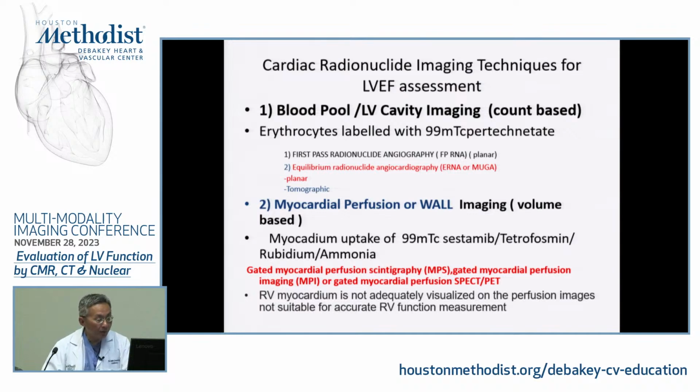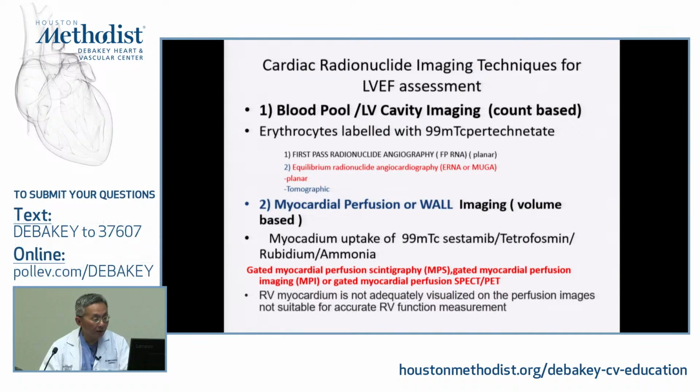The second one is more important because this is what we do day in and day out with myocardial perfusion wall imaging. Unlike the first technique, where you image the blood pool or LV cavity, here you are imaging the LV wall. So you really need to know the part of the cardiac cycle you're imaging. Instead of count based, this is volume based. The big difference from the first technique is that there's no confine due to geometric assumption.